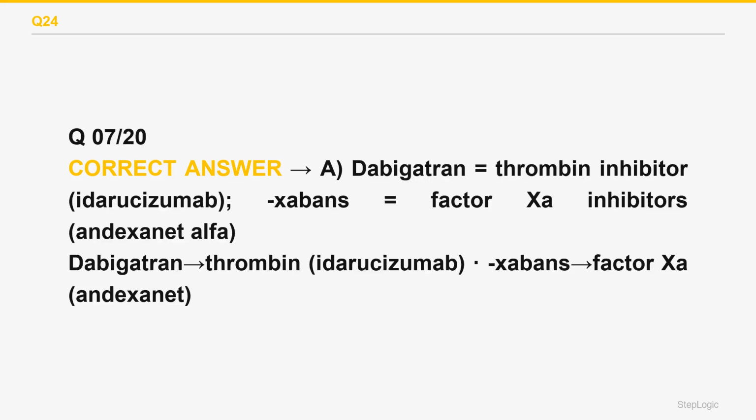The naming is a built-in memory aid. Xaban, factor Xa inhibitor: rivaroxaban, apixaban. Dabigatran is the odd one out, hitting thrombin directly. The advantages of DOACs over warfarin are no routine monitoring, fewer food-drug interactions, and rapid onset. Warfarin remains preferred in mechanical valves and severe renal disease. The dabigatran, thrombin, idarucizumab, and xaban, factor Xa, andexanet alpha pairings are correct.